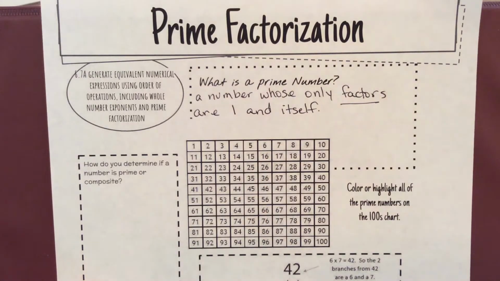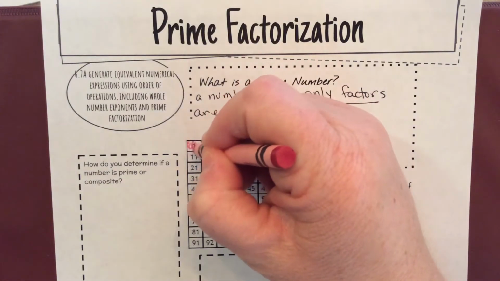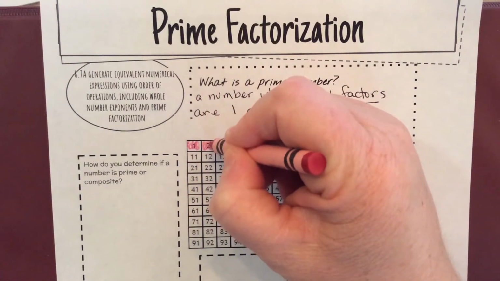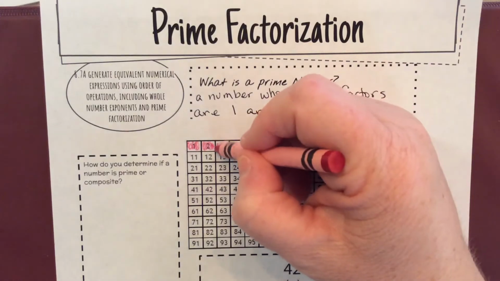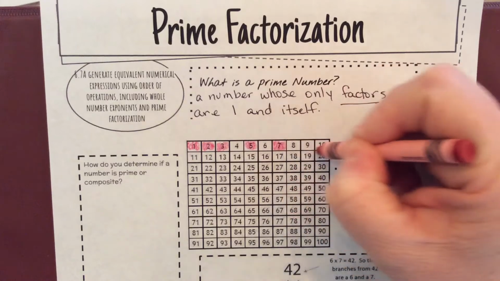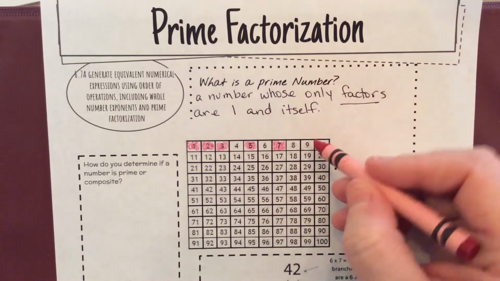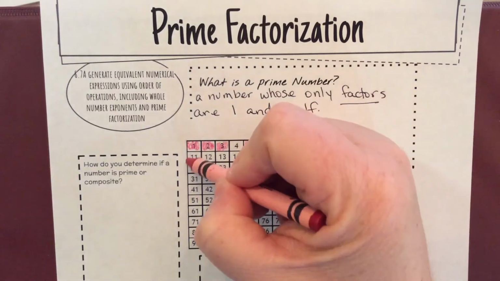Okay, so what we're going to do is color or highlight all of the prime numbers that we see on this hundreds chart, okay? It's important that we know them and we have them here, okay? So I'm going to start with, I would say, 1 because the only factors are 1 and itself. 2 because the only factors are 2 and 1. 3 is prime. 5 is prime. 7 is prime. 9 is not. Most of the prime numbers are odd, but 9 is not because 3 times 3 and 1 times 9, okay?